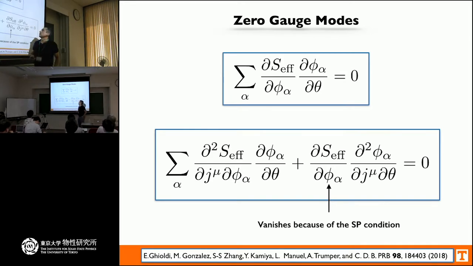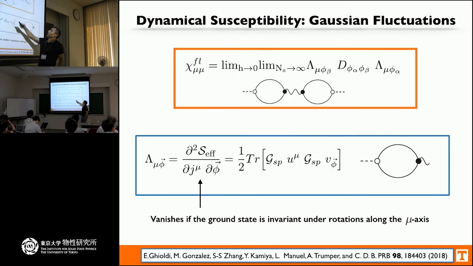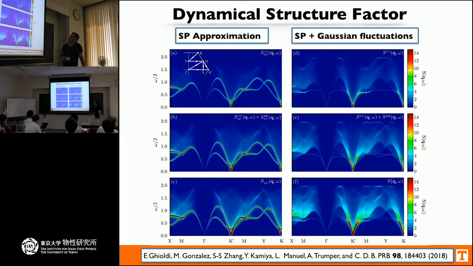So that is telling you that these zero gauge modes that appear, that are poles of the RPA propagator, will not contribute to this diagram because they don't couple to this. So they belong to the kernel of this loop. Anyway, those are technical details.